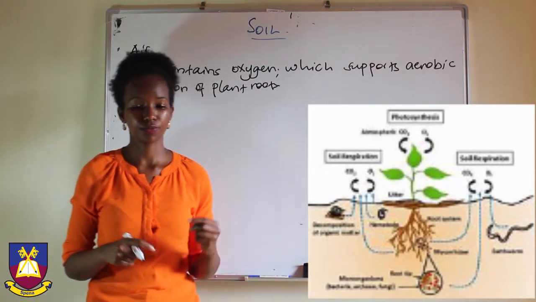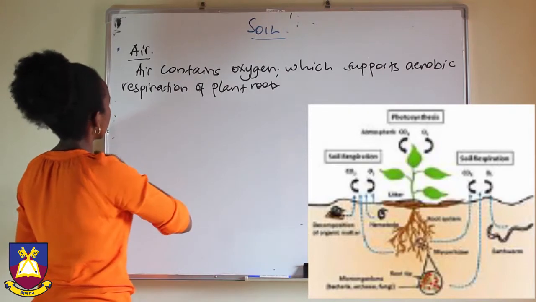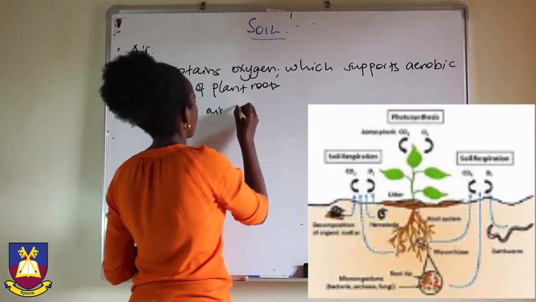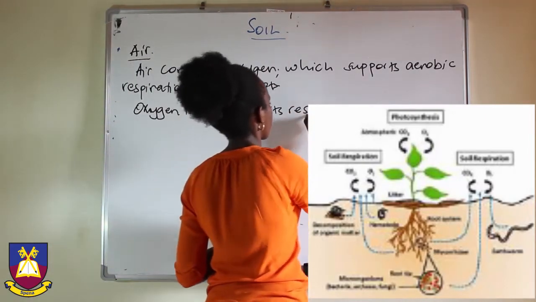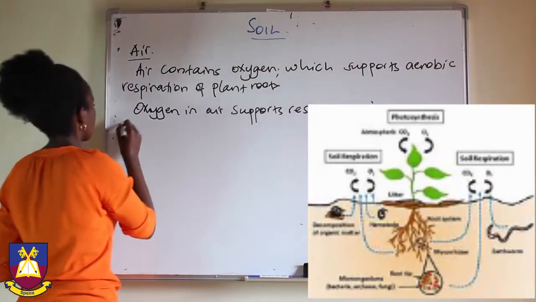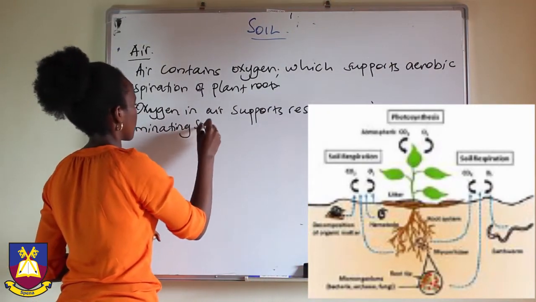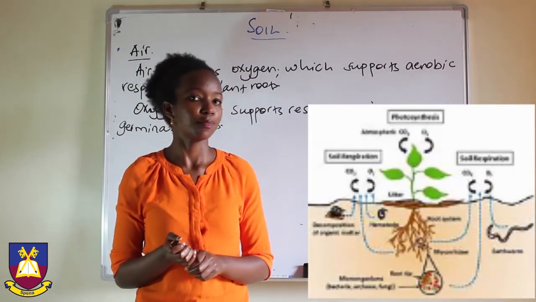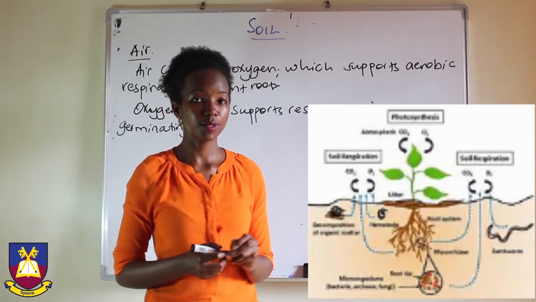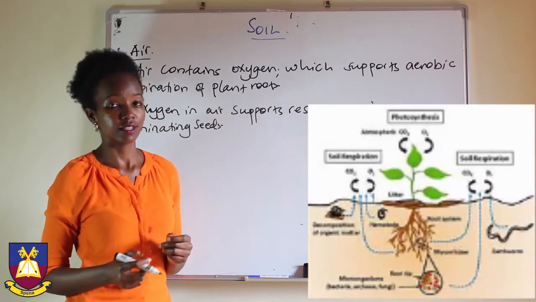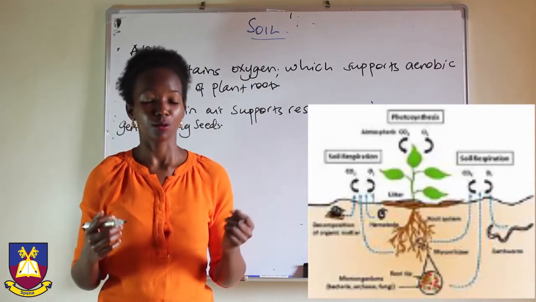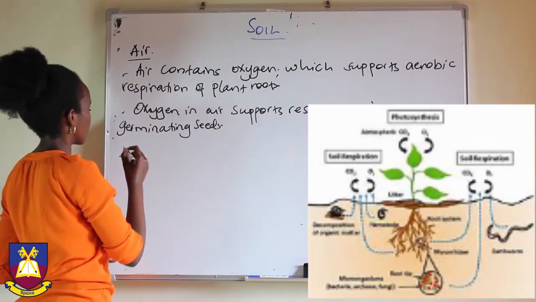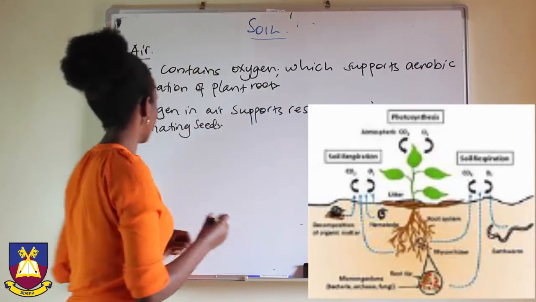It's also important for germinating seeds. So the oxygen, if we plant a seed in a place that is airtight, that does not have air, there's no way it's going to be able to germinate, because oxygen is one of the needs that a seed requires to be able to grow into a small seedling. Not just that, it also supports respiration in the small organisms we have looked at.